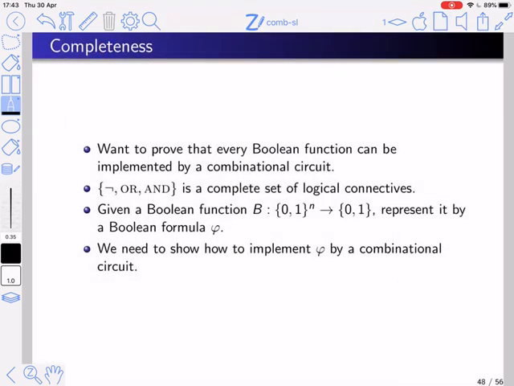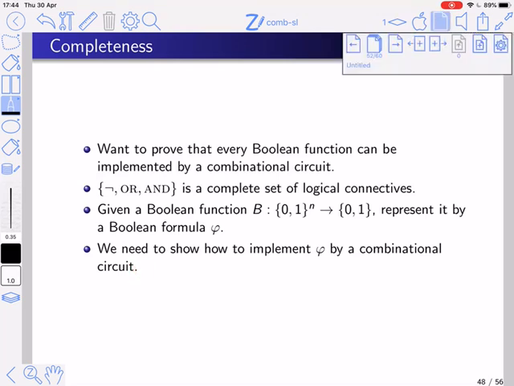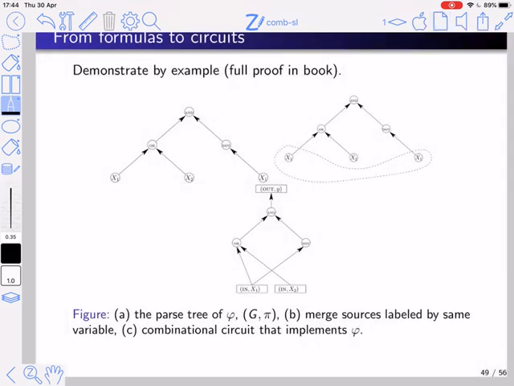Completeness. Completeness means that we want to show that for every Boolean function there exists a combinational circuit that implements the Boolean function. Now, how do we do that? We know that AND, OR, and NOT constitute a complete set of logical connectives. So, given a Boolean function b, we can represent it by a Boolean formula phi over these connectives. Now what we need to do is to show how we can implement a Boolean formula by a combinational circuit. I will prove this by an example.